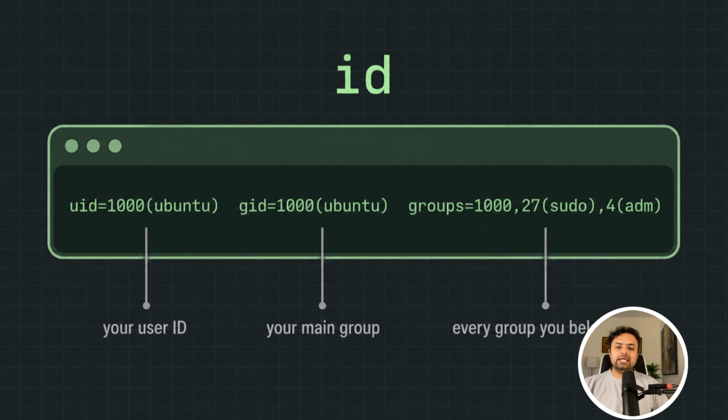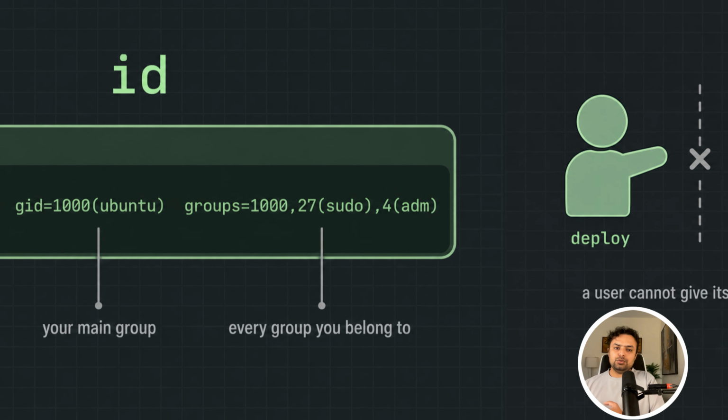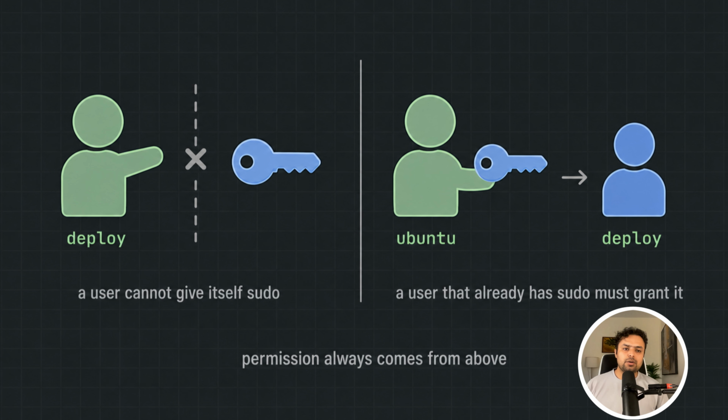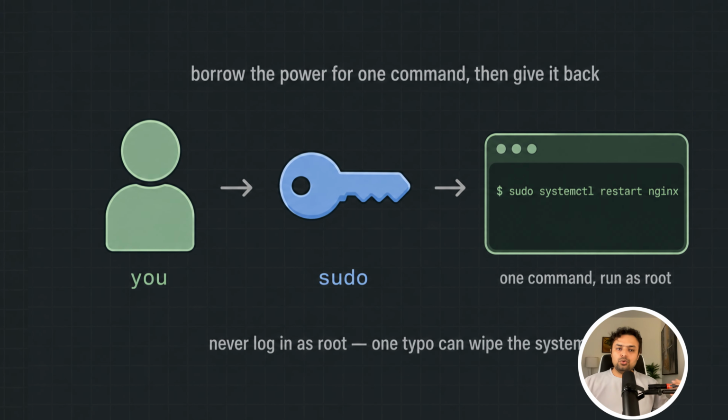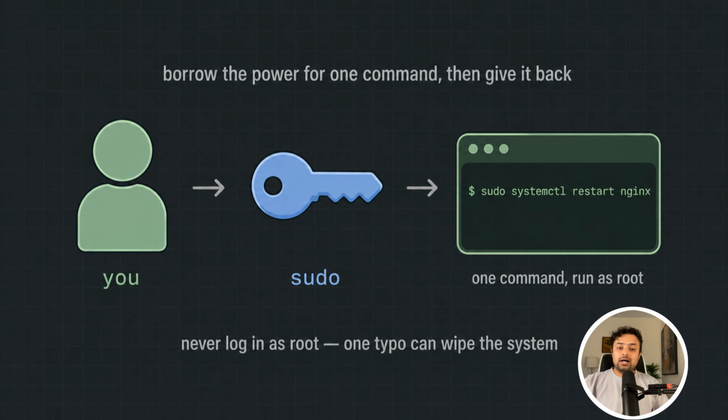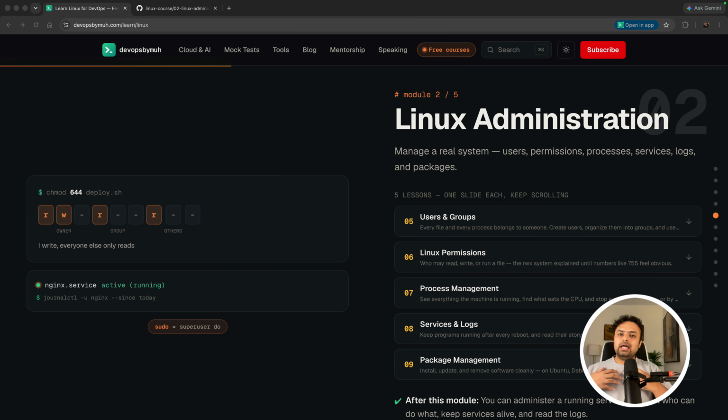So the golden rule is least privilege. You log in as a normal user and borrow root powers only for the one command that needs them, using the sudo command. That's far safer than logging in as the root user, where a single typo can wipe out the system. That is why users and permissions are so important, how you log in and how you create users.